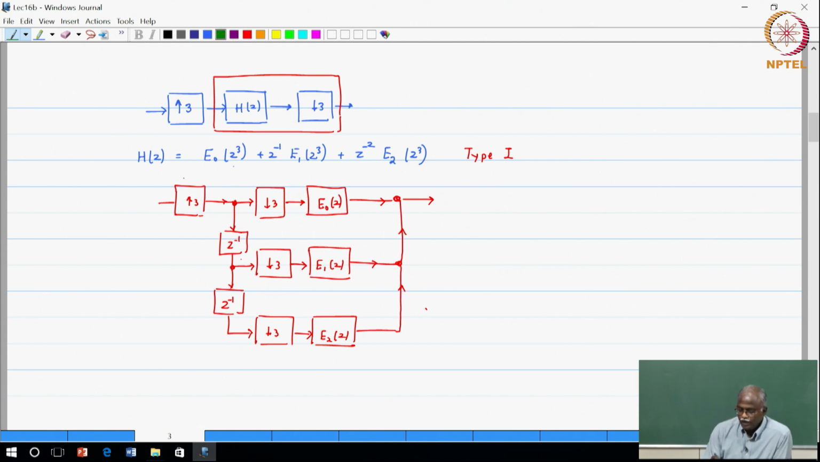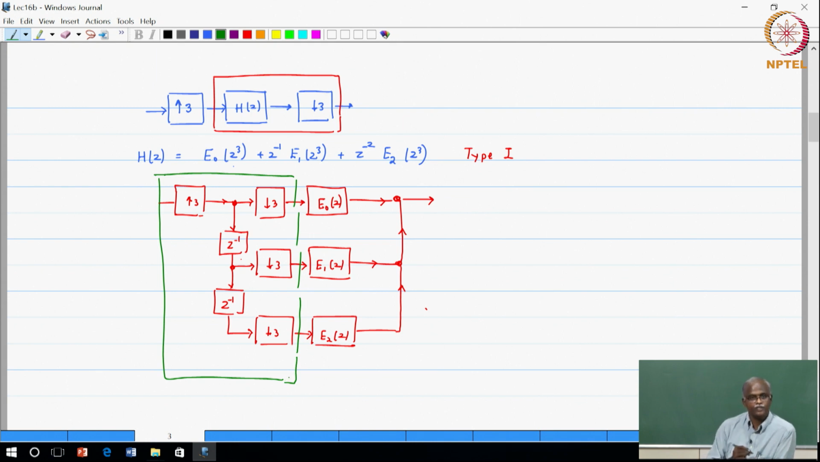Now, if you focus on this portion of the circuit and apply the result that we just now discussed, where you have upsampling, some delay, downsampling, how will you simplify this structure? Upsampling by 3, downsampling by 3, it is a gain of 1. With delay of minus 1, that branch is 0. Delay of minus 2, that branch is 0. So, this is identically equal to E naught of z.